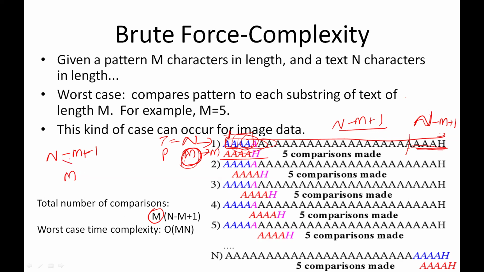So what is the total complexity? You can say it is the multiplication of this into this. So it will be m into n minus m plus 1. So this is the basic complexity of this brute force approach or the naive algorithm.